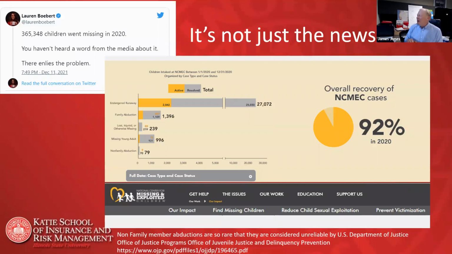What's interesting also about the missing children, this is actually missing, exploited, runaways, the whole thing.